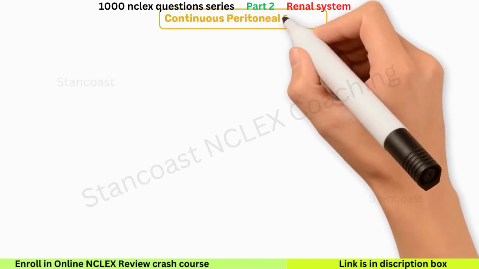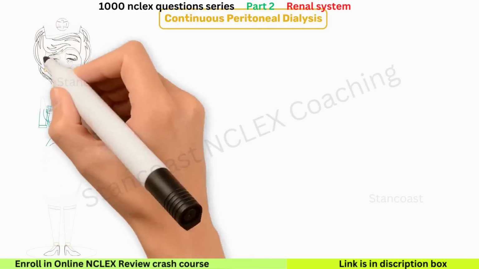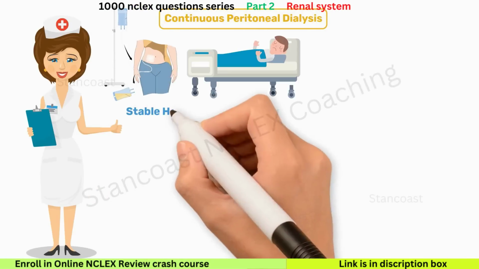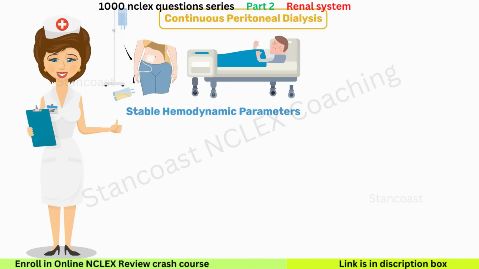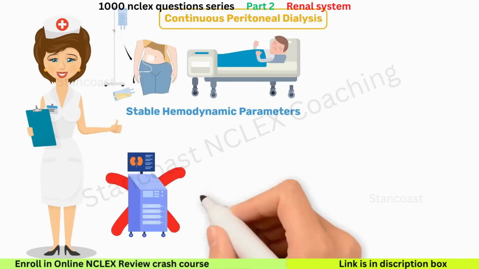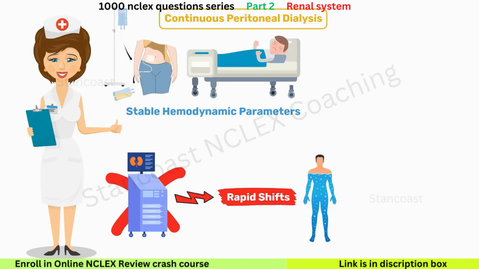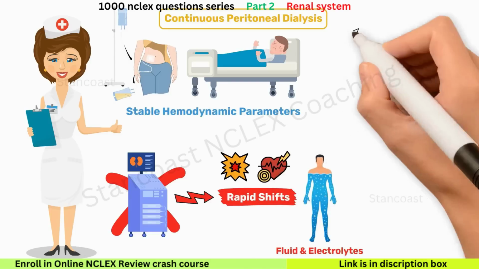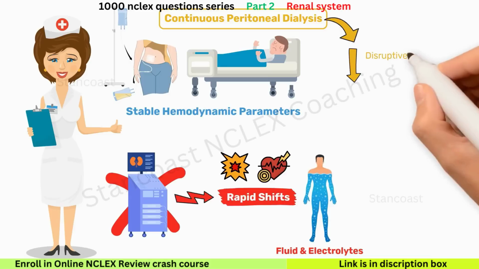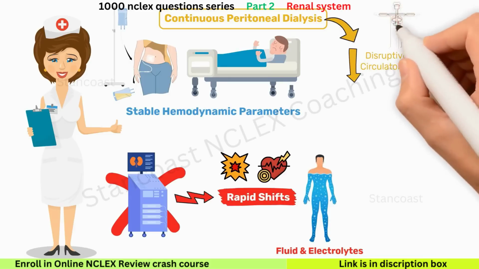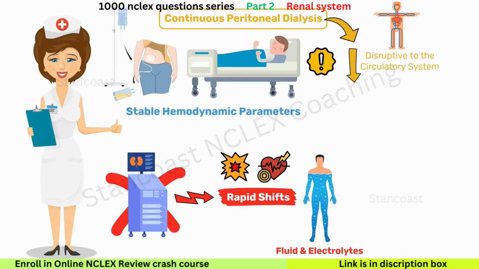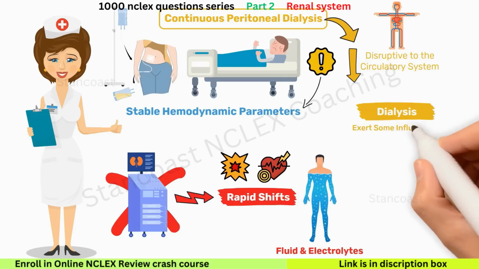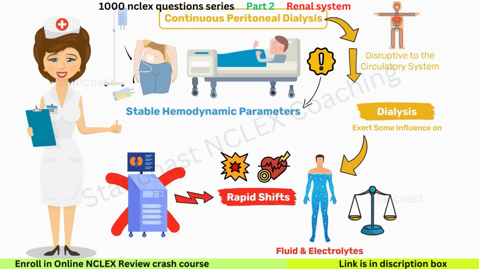Continuous peritoneal dialysis, CPD, is frequently considered for patients with stable hemodynamic parameters. Unlike hemodialysis, which can induce rapid shifts in fluid and electrolytes potentially compromising cardiovascular stability, CPD is generally less disruptive to the circulatory system. Nevertheless, it remains essential for patients to possess stable hemodynamics beforehand, as any dialysis modality may exert some influence on fluid and electrolyte balance.